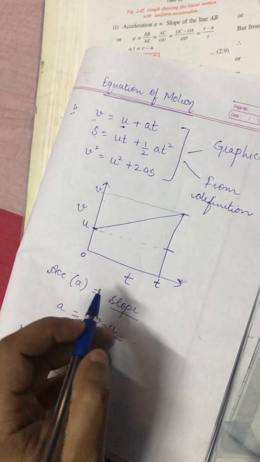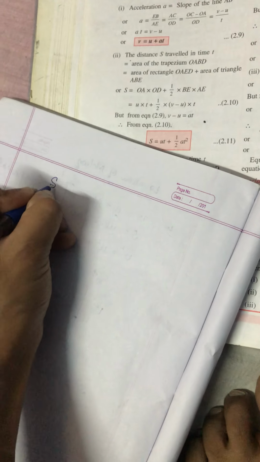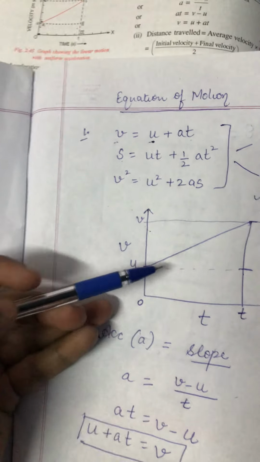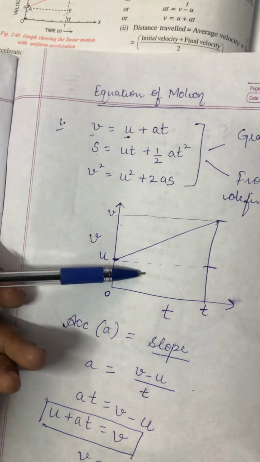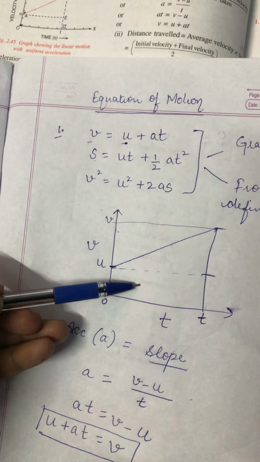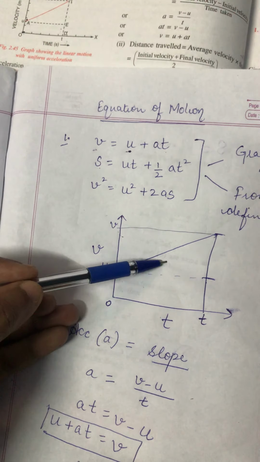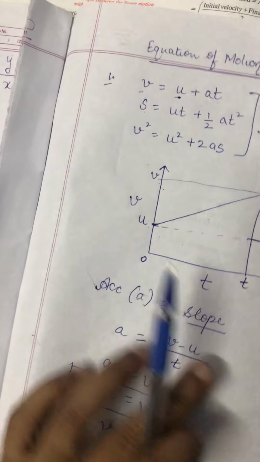Now again, for the second equation of motion, what do we have to find out? We have to find out the distance s. Now we know that for s, we will take the area under the graph. Now two things are here. Area under the graph can be taken as area of rectangle plus area of triangle, or area of the trapezium.